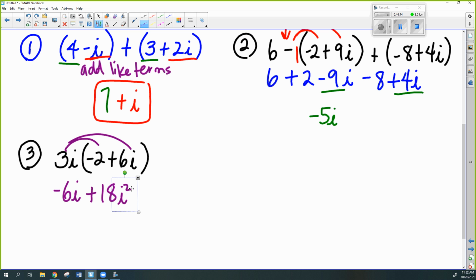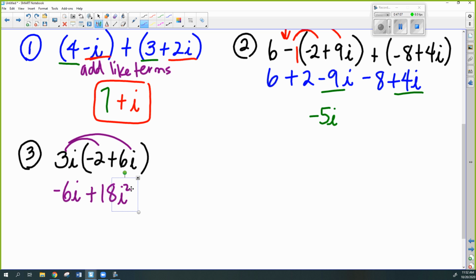What can we do with i to the second? What is i squared equal to? That's something we just went over before we started adding, subtracting. Good, Remy. Gosh, you're quick. All right. i squared is equal to negative 1.